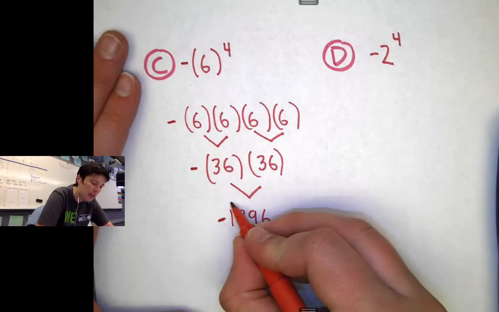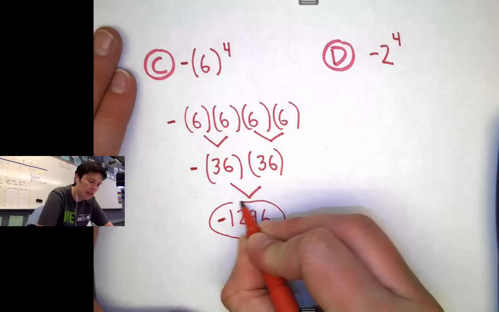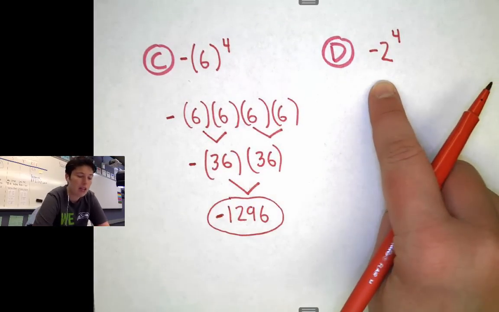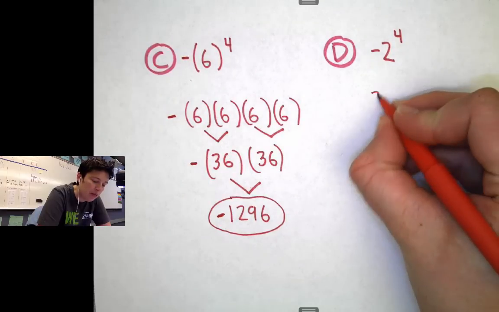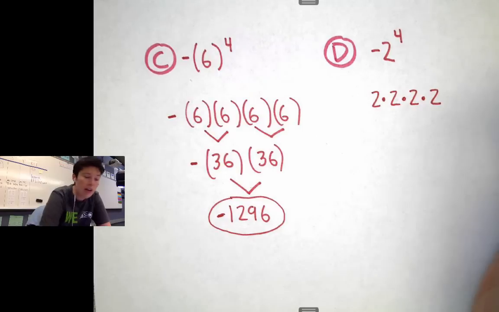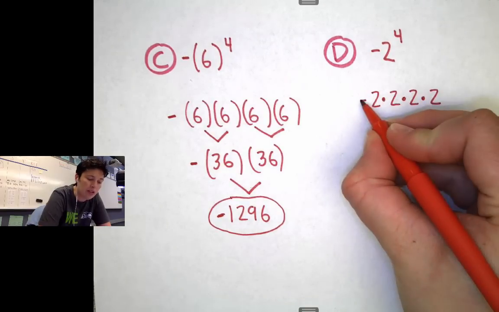So our answer is negative 1,296. Okay, next one. No parentheses on this one. Negative 2 to the 4th. That means we have 2 times 2 times 2 times 2. Four of them. And then the negative sign is just there.